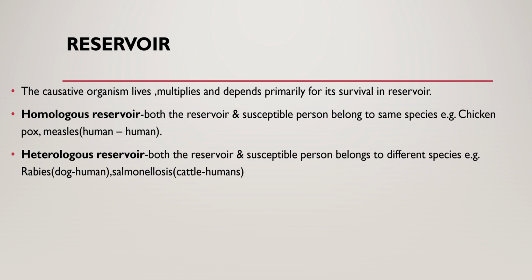In a heterologous reservoir, the reservoir and the susceptible person belong to different species. For example, rabies, dog and human, and salmonellosis, cattle and human. So in rabies, dog is the reservoir and human is the susceptible person.